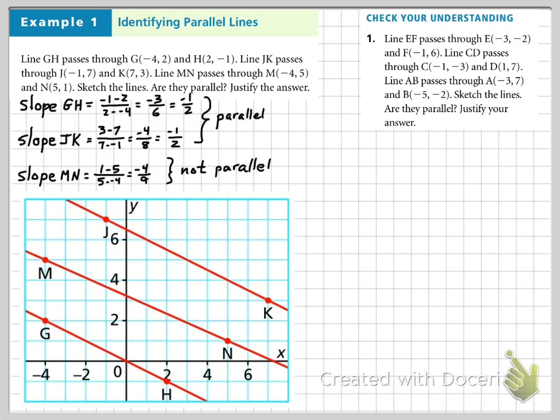Here's a picture of our three lines. If we notice, the first line has a slope of negative 4 over 8. The second one has a slope of negative 4 over 8. The third one has a slope of negative 4 over 9. So they're very close to being parallel, but you have to calculate them to be exact. Do the check your understanding number 1 before you move on to part 2.